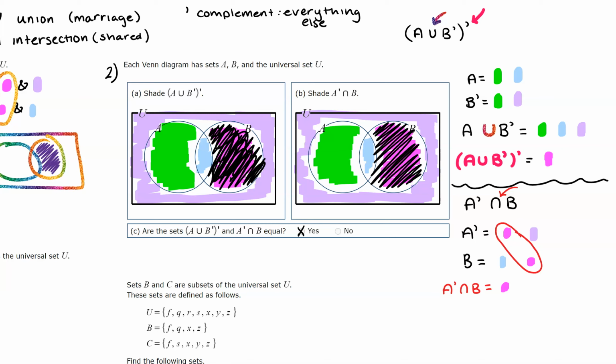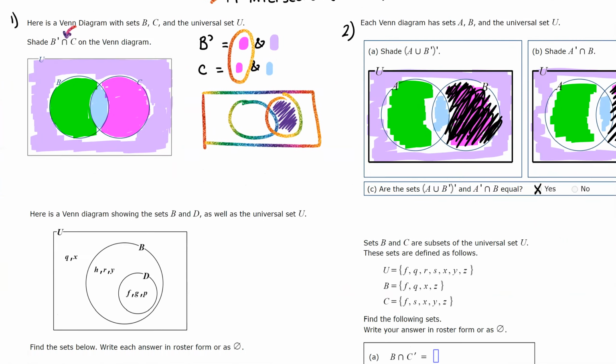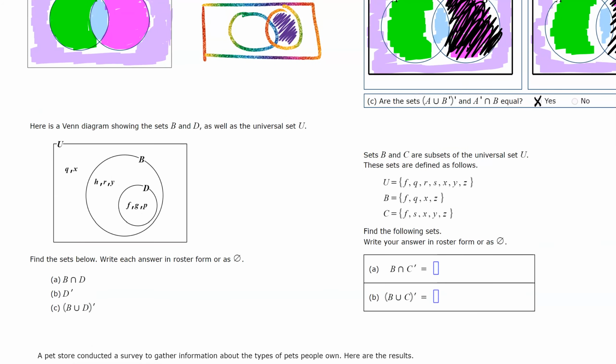Now let's do it with letters. So here's the Venn diagram showing the sets B and D, as well as the universal set. Find the sets below. B intersect D.